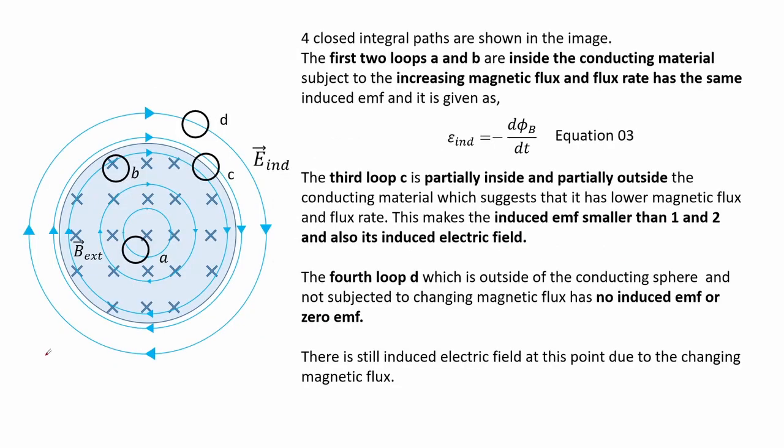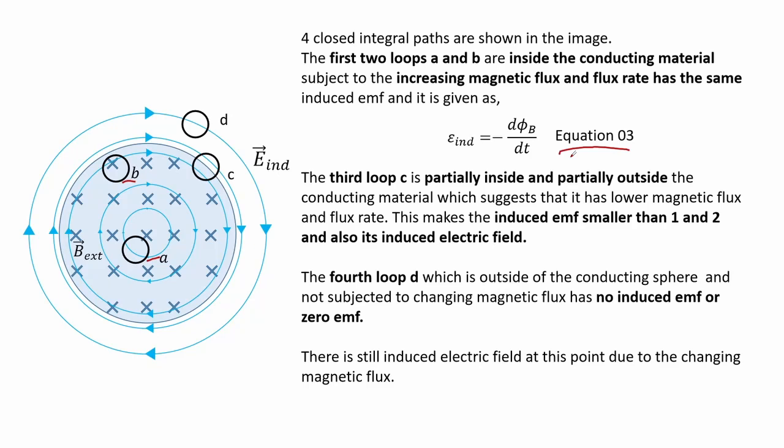Four closed integral paths are shown in the image. The first two loops, A and B, are inside the conducting material subject to the increasing magnetic flux, and the flux rate has the same induced EMF, given as equation 3. But the induced electric fields for these two are different.